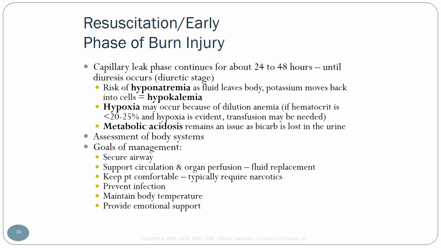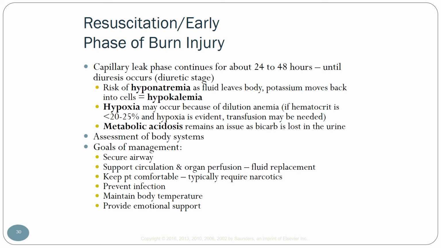Potassium is going to begin to move back into the cells as we have the diuretic stage occur. We'll also begin to lose potassium through our urinary tract as we begin putting out more urine. So our big concern then is a shift to hypokalemia. We're still concerned about cardiac dysrhythmia related to that, so we'll be monitoring potassium through both phases.